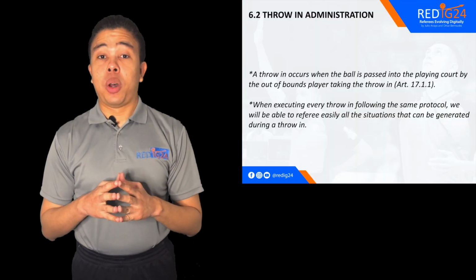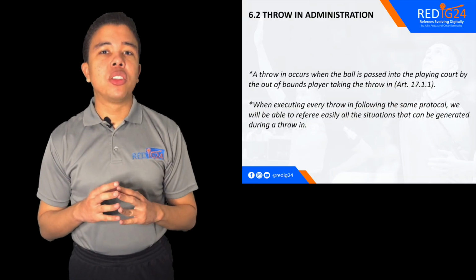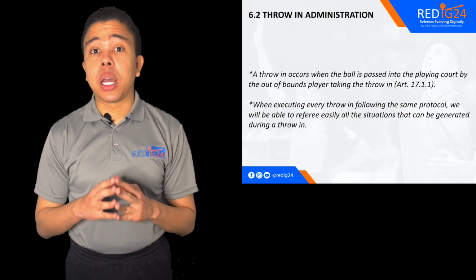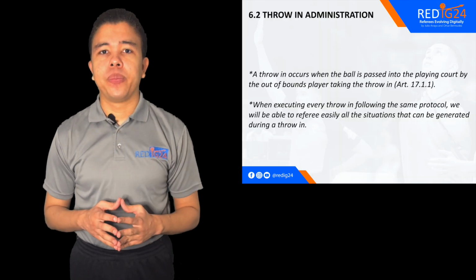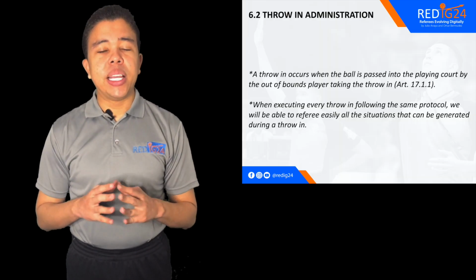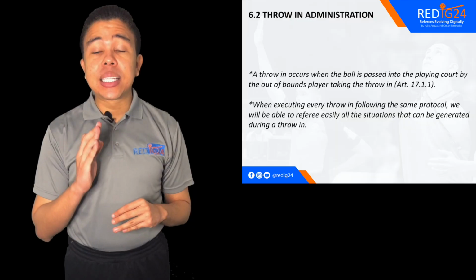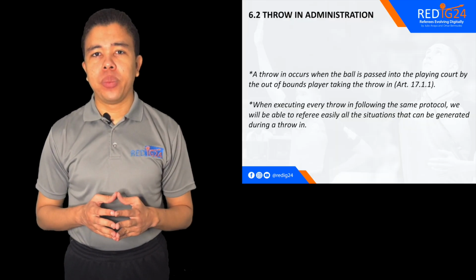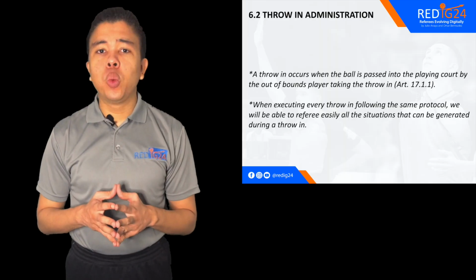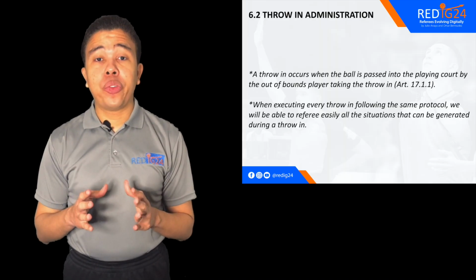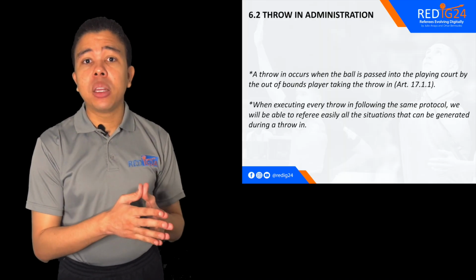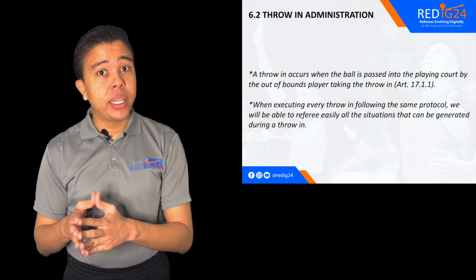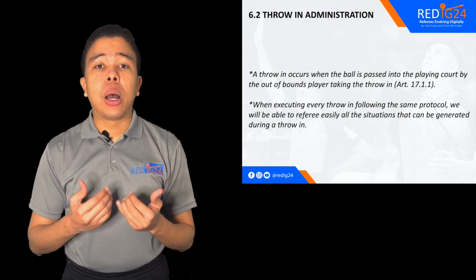When we talk about protocols, the throw-in administration is a clear example of them because it happens a lot of times during the game. The main objective is to do it always in the same way so it can become an involuntary action. If we can achieve this, it will be easier to referee from the player who is making the throw-in until all the other situations that happen inside the court but still in our primary area.